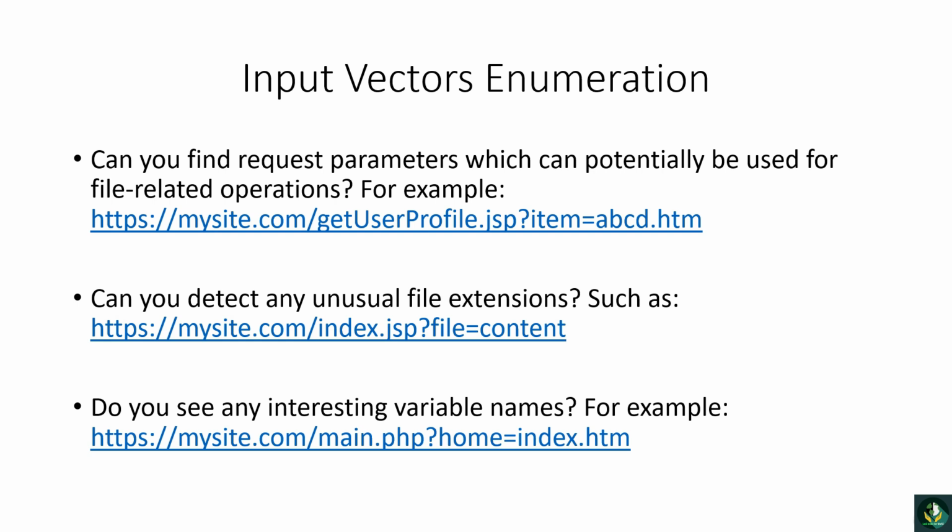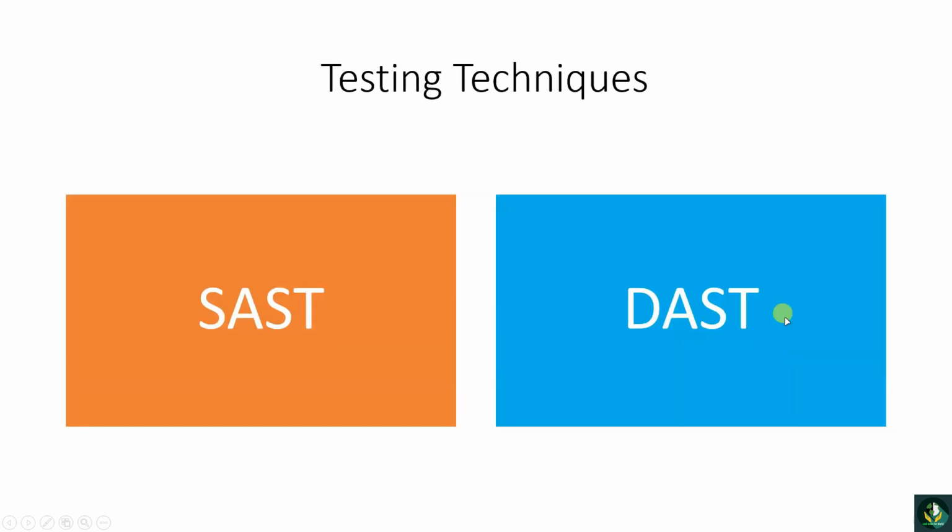So here are some of the aspects to consider while testing this concept. Can you find a parameter which can potentially be used for file related operations? For example this, or can you detect any user file operations such as this, or variable names such as this. The next phase of this security testing process involves analyzing all input validation functions in the tested web application. So quickly test the web application for directory traversal vulnerabilities.